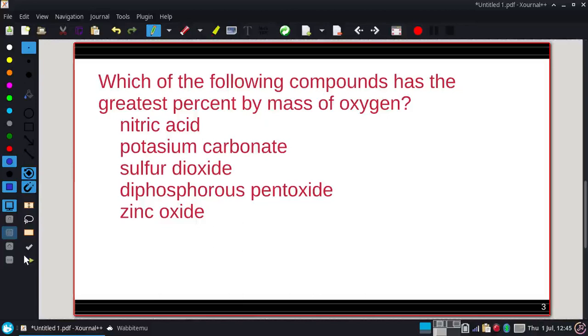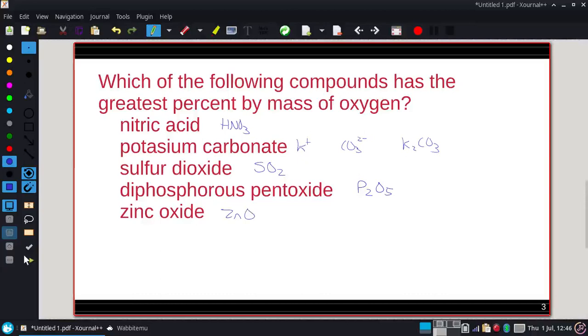So nitric acid is HNO3. Potassium carbonate: we've got a K plus, and carbonate is CO3 2 minus, so potassium carbonate is K2CO3. Sulfur dioxide is SO2, then diphosphorus pentoxide, and then zinc oxide. All zincs are +2, so zinc oxide is ZnO.